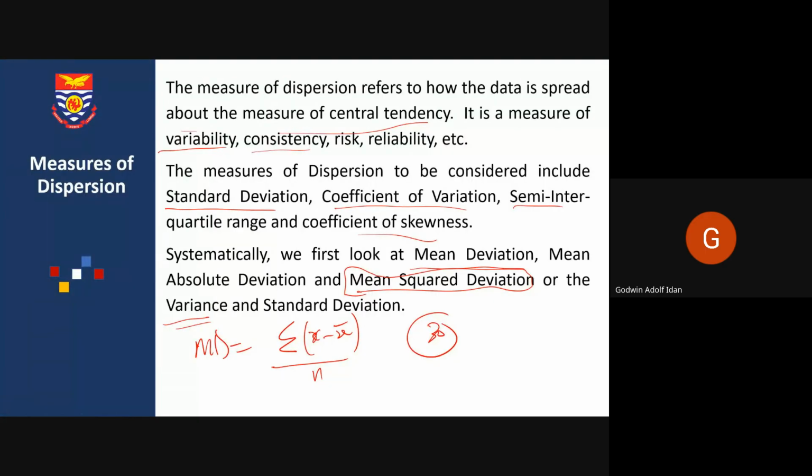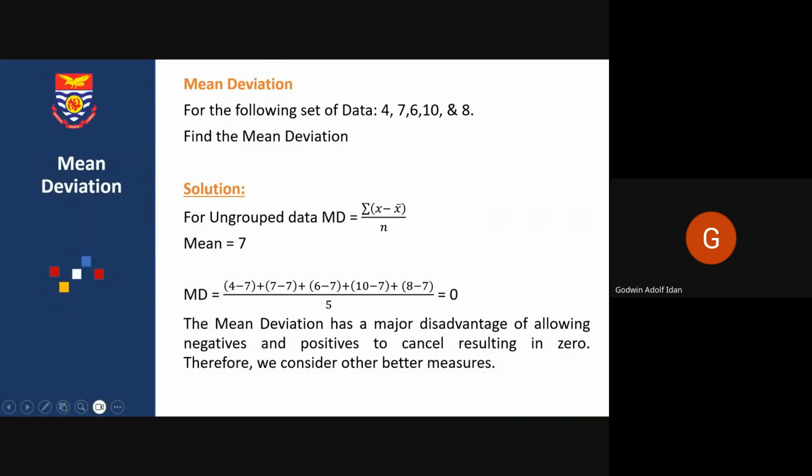When you want to compute the mean absolute deviation, the formula changes. We use the absolute terms, so we go by the summation of the absolute value of x minus x bar over n. And then if you want to do the mean squared deviation, we're going to have the summation of x minus x bar, this time squared, over n, in that particular order. So these are the formulas. Let's start with the mean deviation and how we can apply it. We're going to look at it from the ungrouped data and the grouped data points of view.